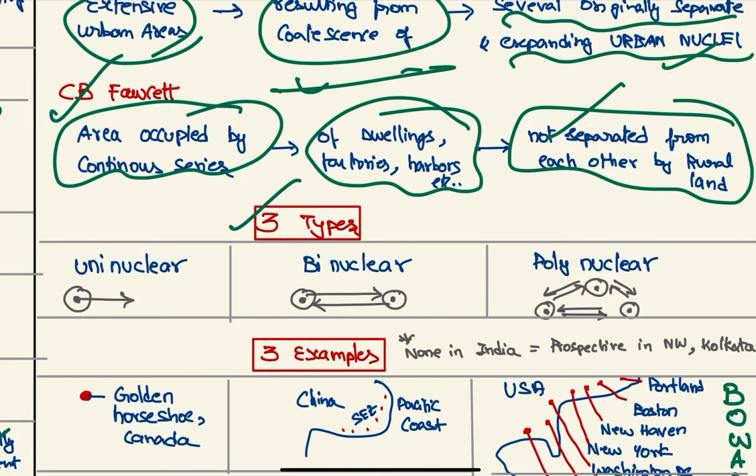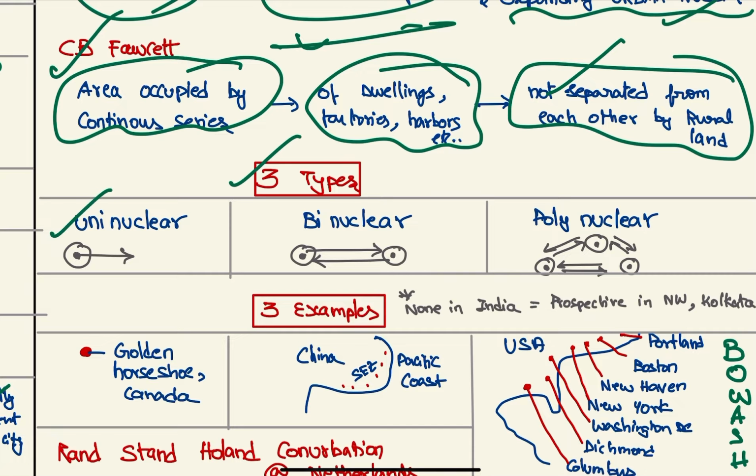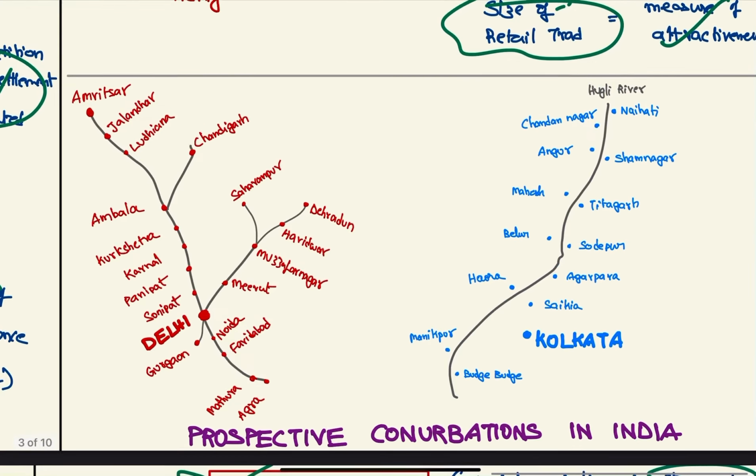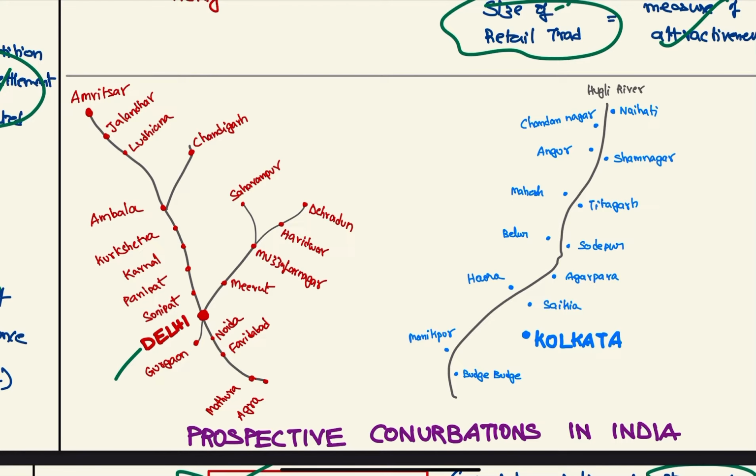They can be developed through three types. First is uninuclear, where growth expands from one side; binuclear, from two sides; and polynuclear, from many sides. So these are three types. We can give three examples. There are none in India, but two are prospective, in the northwest and in Kolkata, which can be seen here. This is the northwestern prospective conurbation in India.